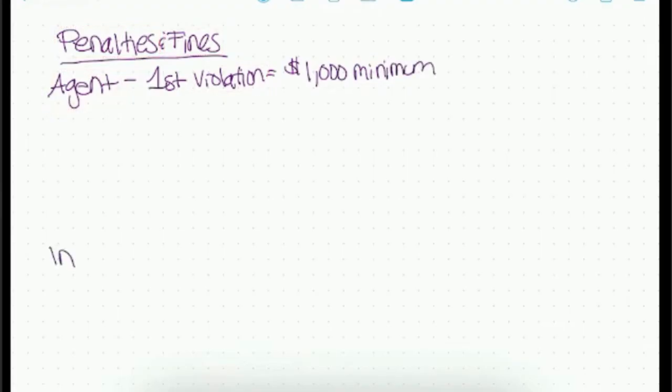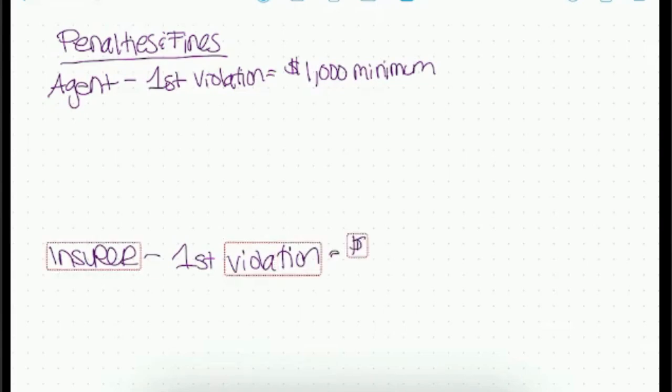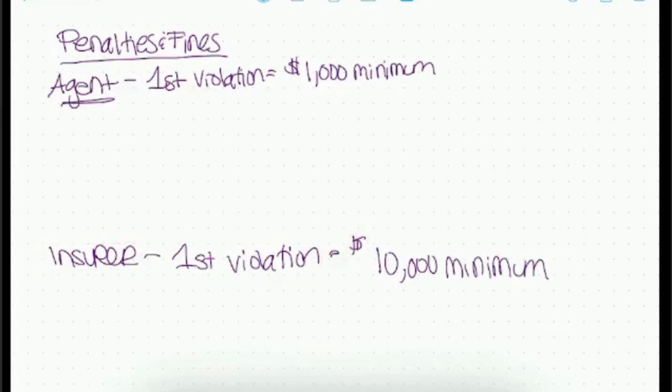For an insurer, first violation equals $10,000 minimum. All right, so agent versus insurer.